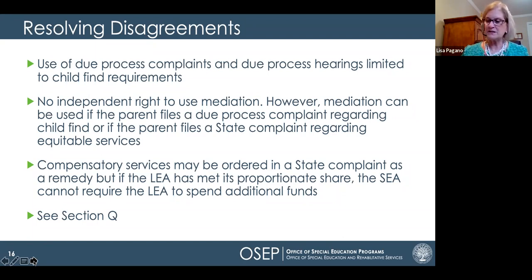So Section Q is going to be your friend. Section Q goes through all the various dispute resolution options available. So take some time and become familiar with that when you have a minute. I'm just going to spend another minute, because I know you're tired of hearing me talk, and I'm hoping you've got lots of questions for Dan. Let's go on to the next slide, please.